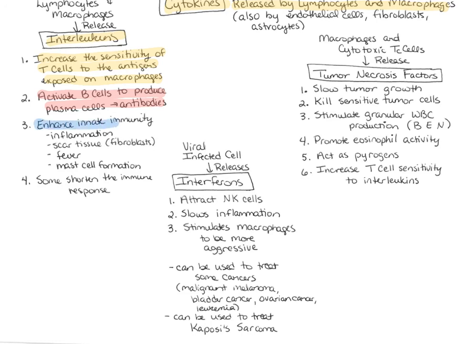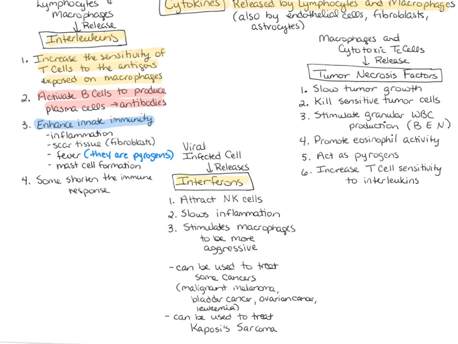They enhance your innate immunity. They cause inflammation. They cause scar tissue to start forming. They cause your body to get a fever. They cause mast cells to start being formed. Right? So they're enhancing that innate immunity. Some of them are going to shorten the immune response, some don't. So the big things for interleukins is they increase the sensitivity of T cells, they are going to speed up the activation of B cells to produce plasma cells, and they're going to enhance innate immunity.